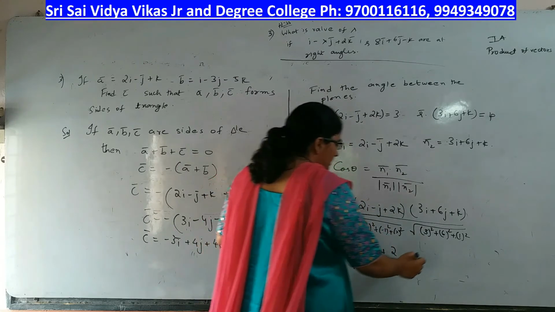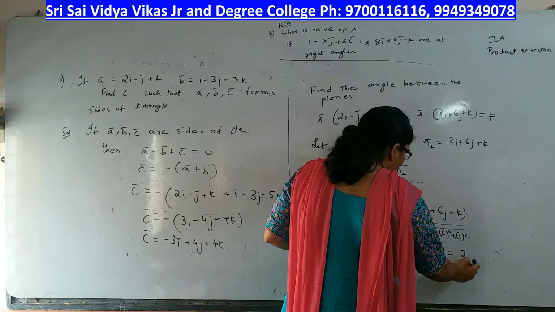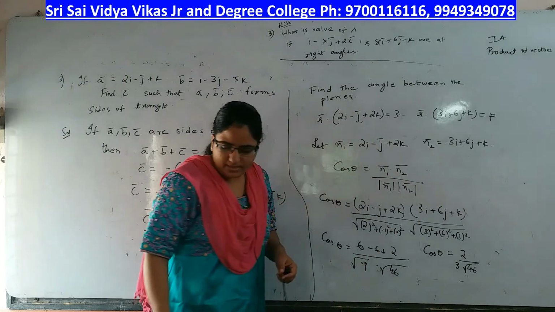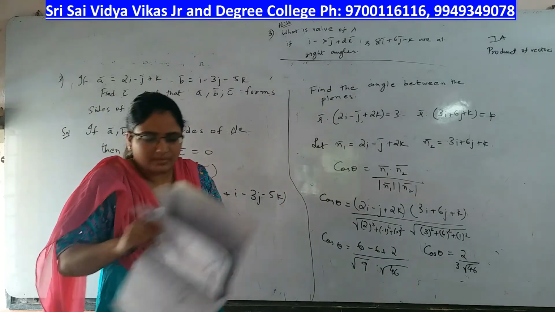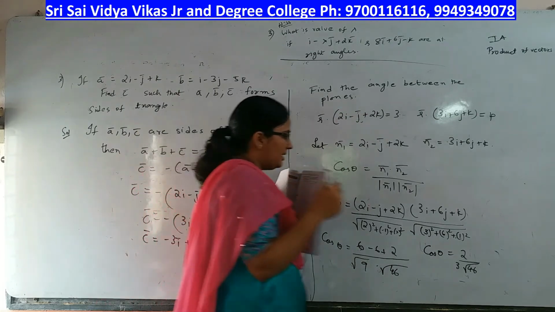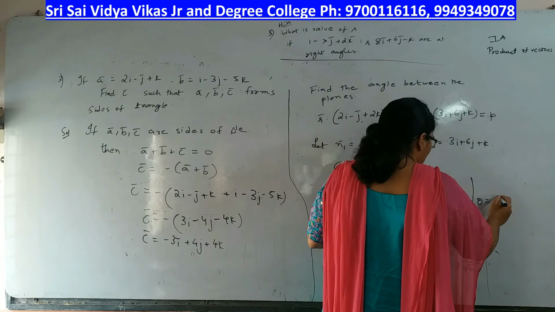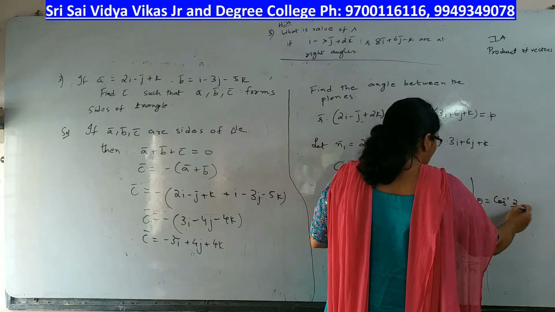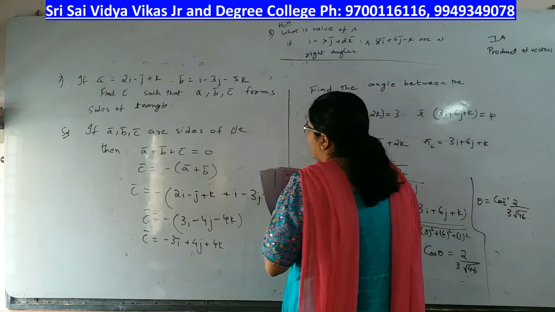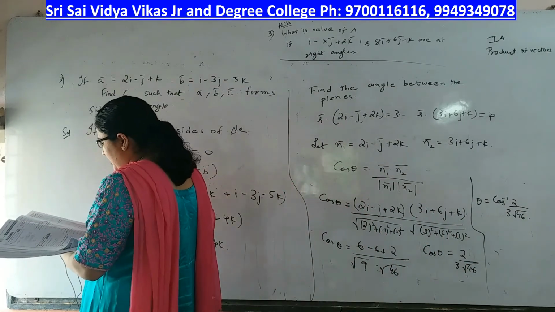So that is cos theta is equal to 2 by 3 into root 46. This is what you get. If you want theta, theta is equal to cos inverse of 2 by 3 into root 46. This is what you have. We shall discuss the next problem.